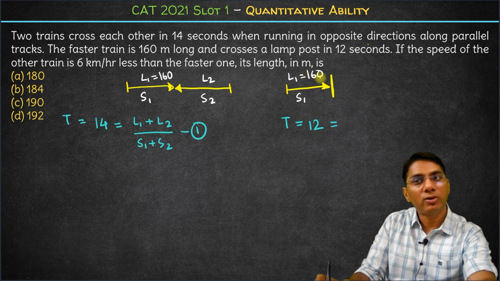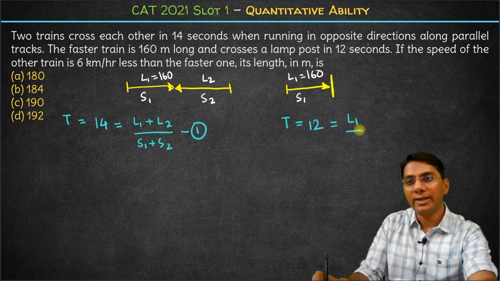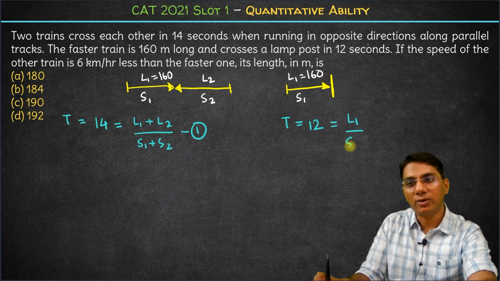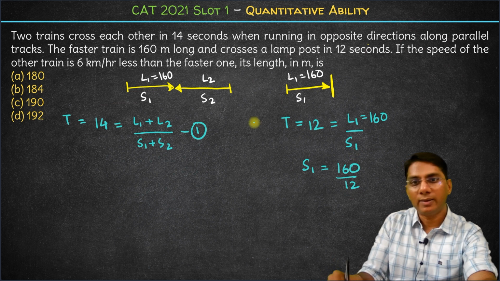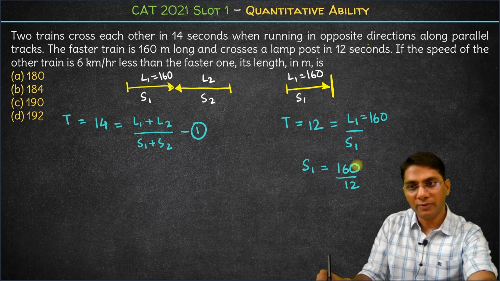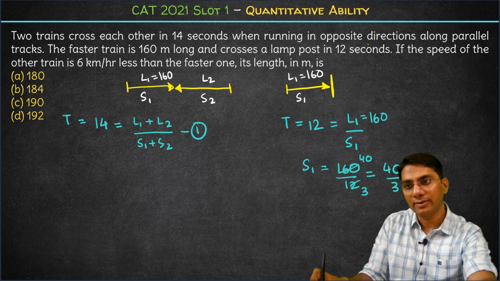And now time taken by a train to cross a lamp post will be, in this case we'll take only length of the train L1, since lamp post will have no length effectively, divided by the relative speed. Now since lamp post is a stationary object, relative speed simply will be the speed of the faster train S1. So now since we know L1 is 160, S1 here comes out to be 160 upon 12. Here I am assuming all the lengths are in meters and all the speeds are in meters per second. So S1 comes out to be 160 upon 12. This goes by 4, 40 times, this goes by 4, 3 times. So S1 is 40 by 3 meters per second.